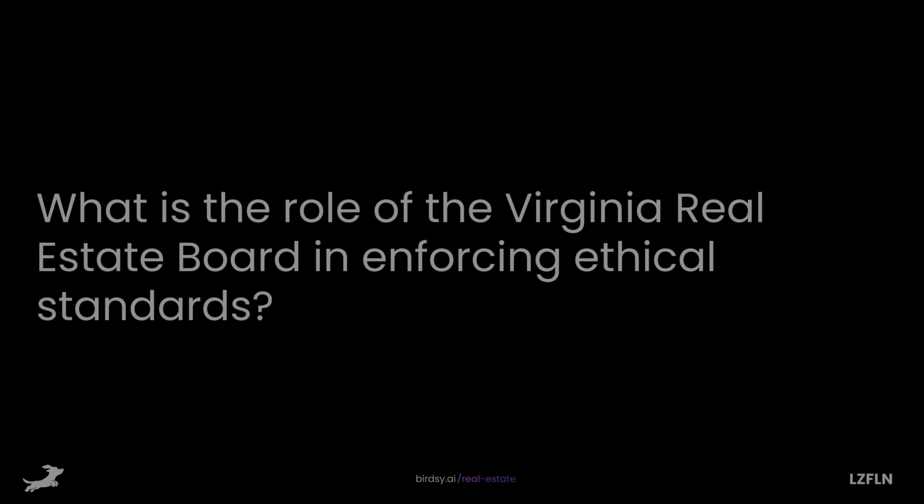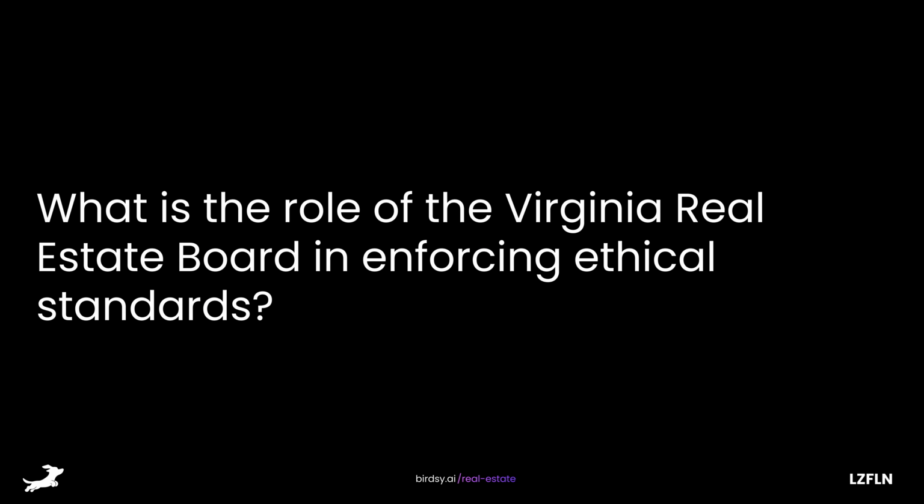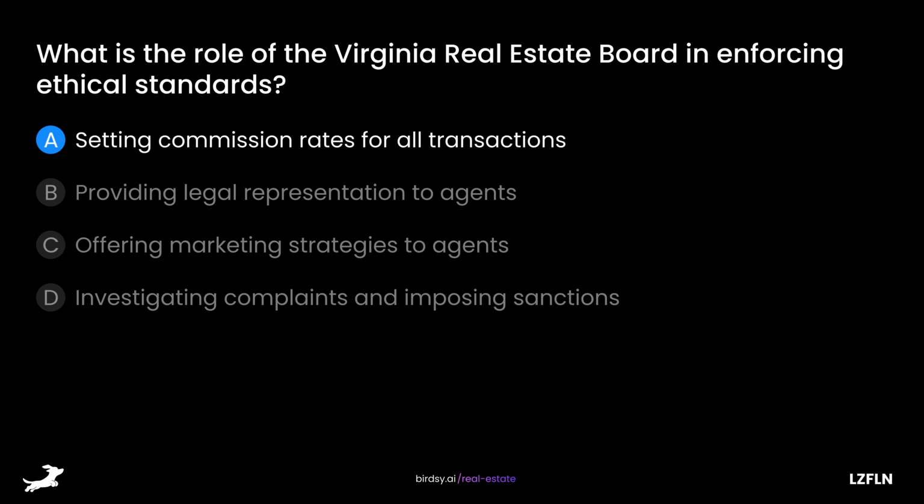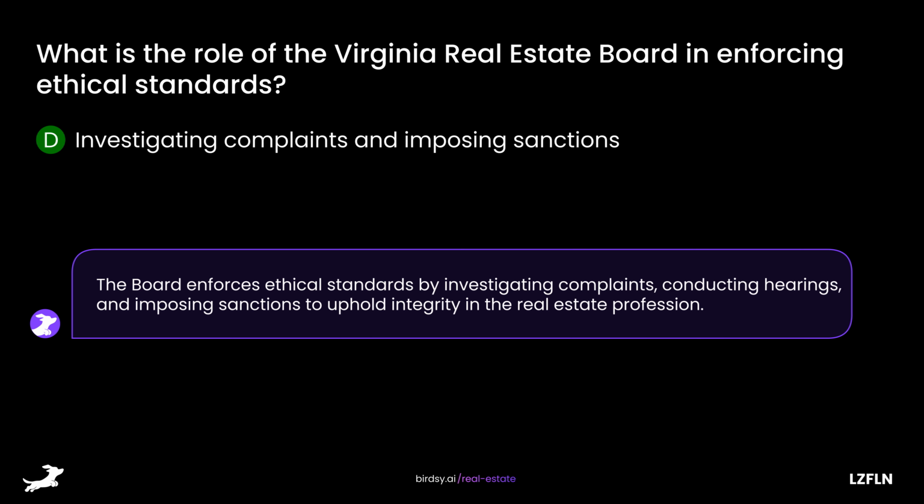What is the role of the Virginia Real Estate Board in enforcing ethical standards? Is it A, setting commission rates for all transactions, B, providing legal representation to agents, C, offering marketing strategies to agents, or D, investigating complaints and imposing sanctions? The answer is D, investigating complaints and imposing sanctions. The board enforces ethical standards by investigating complaints, conducting hearings, and imposing sanctions to uphold integrity in the real estate profession.